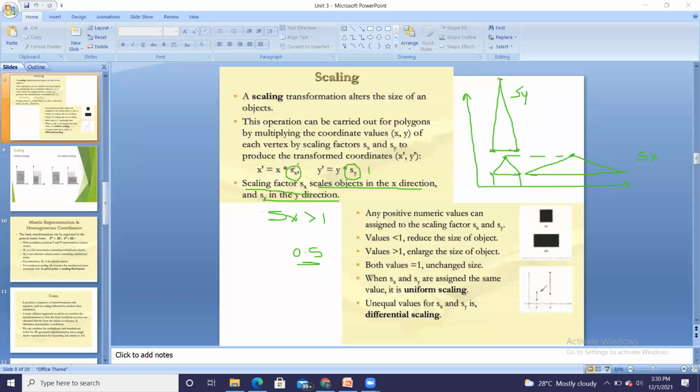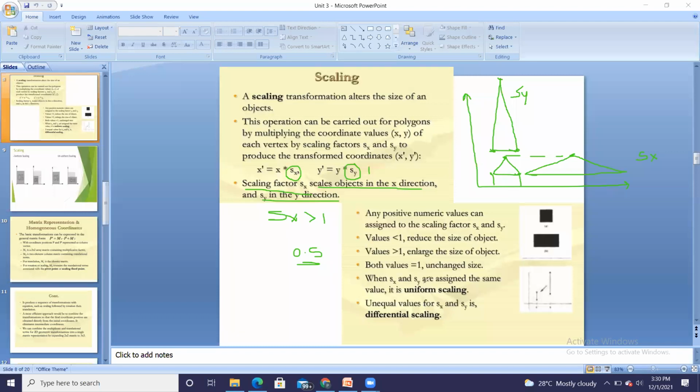Then when the values, that is Sx and Sy, are less than 1, reduction or compression takes place. And when Sx and Sy are greater than 1, then we are performing the expansion or enlargement of the object. When both values are 1, then the size remains unchanged. Okay. So these are the factors, and depending upon their values, this is how they affect the size of the object.